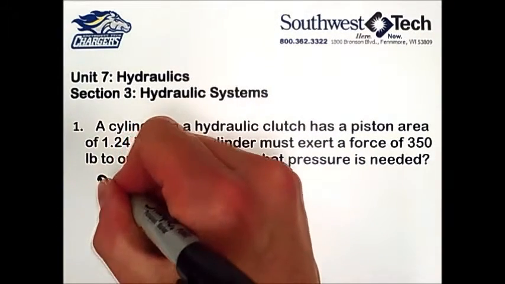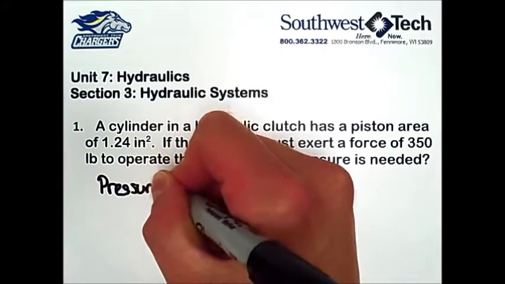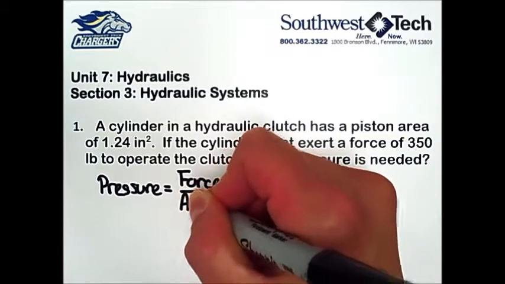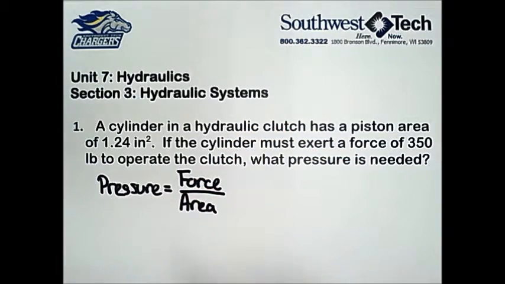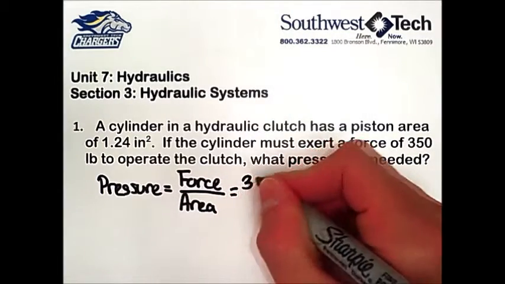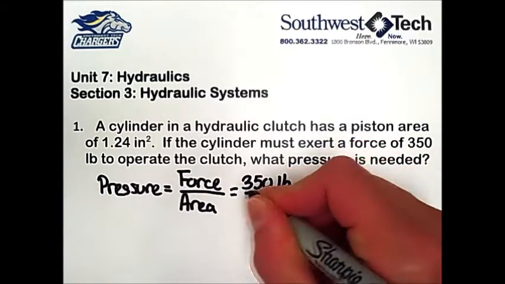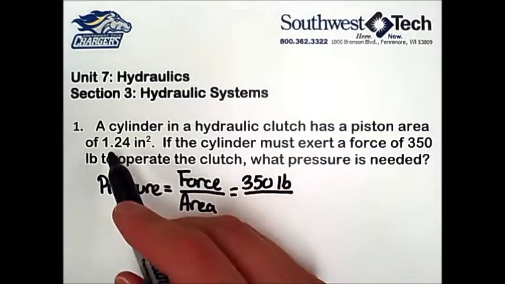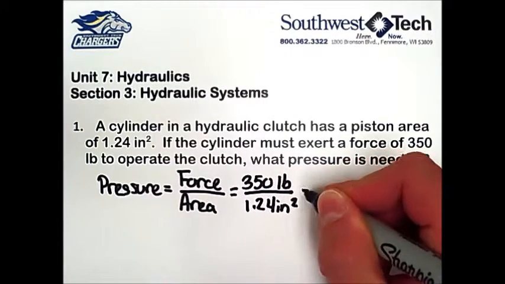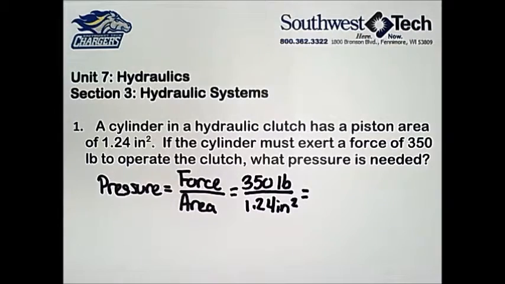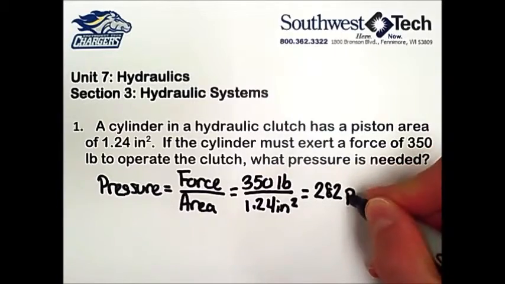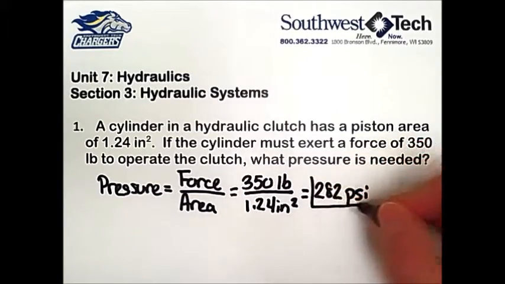In this problem, pressure is going to equal our force divided by the area over which it's applied. So we're told that the cylinder must exert a force of 350 pounds. So we'll write that on top, 350 pounds. And the area of the piston is 1.24 square inches. So the pressure that's needed in this problem is 282 pounds per square inch, or PSI.